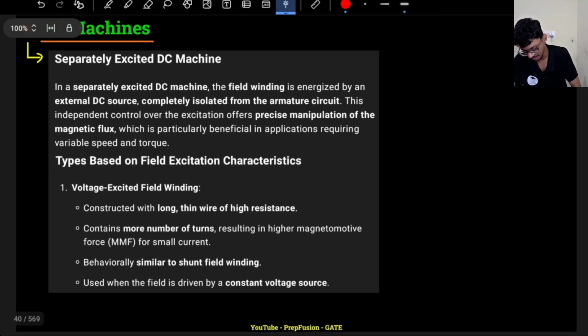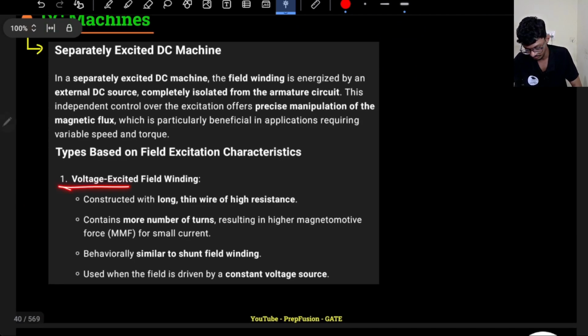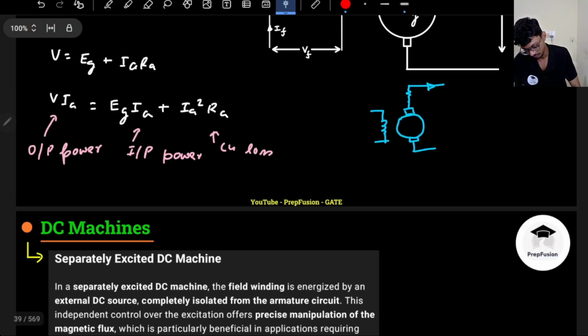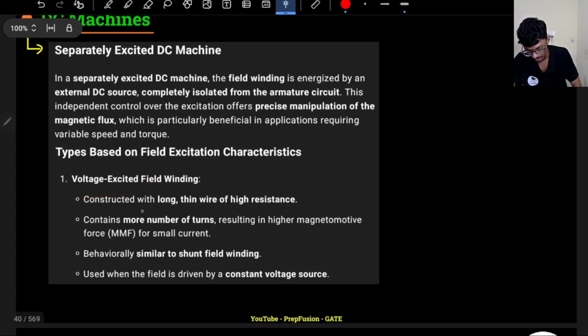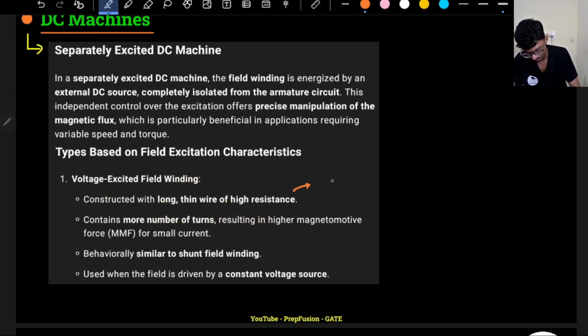The separately excited can be of two types. One will be voltage excited, where the winding will be excited with voltage. Construction will be such that the wire will be very long, thin wire of high resistance. Why thin wire of high resistance? Because the voltage rating will be very high. VF will be very high, and of course it cannot support very large amounts of current.